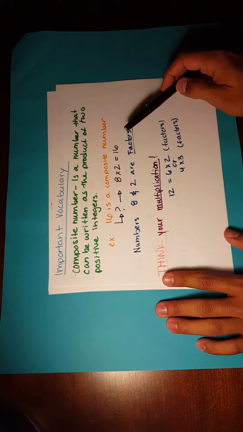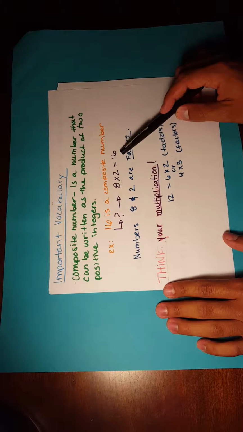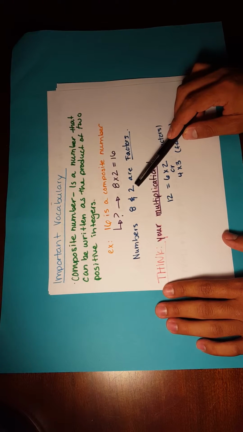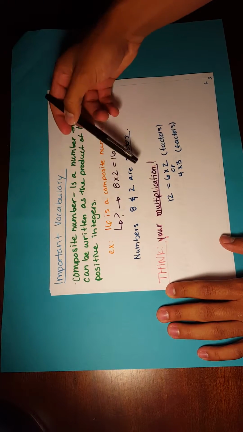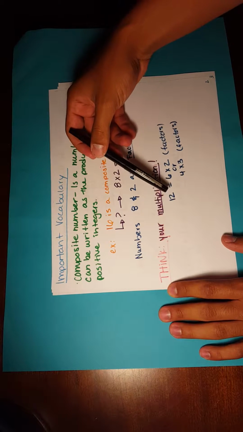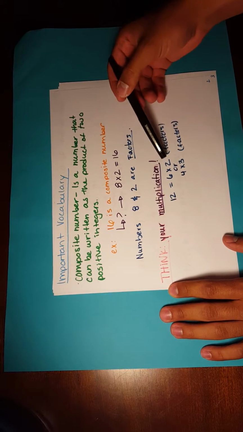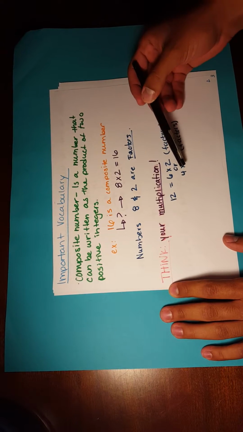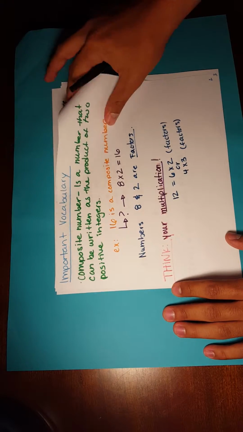8 and 2 are factors. Also, factors of 16 are 1 and 16, or 4 and 4. Also, we're going to think back to our multiplication. 12 equals 6 times 2, or 4 times 3. 6 and 2 are factors, as well as 4 and 3, and 1 and 12.